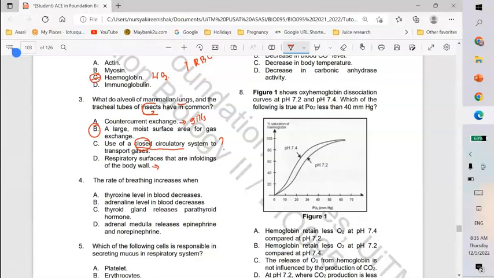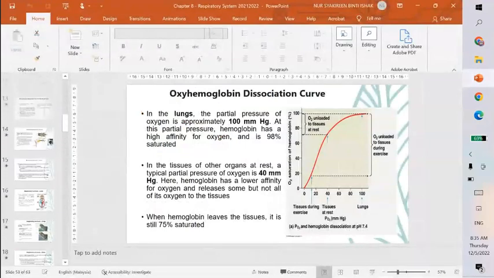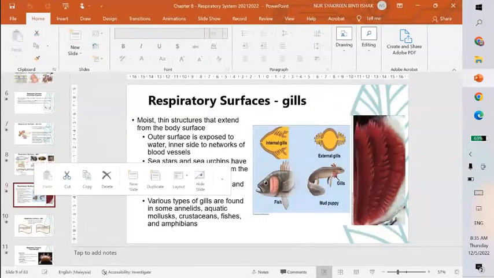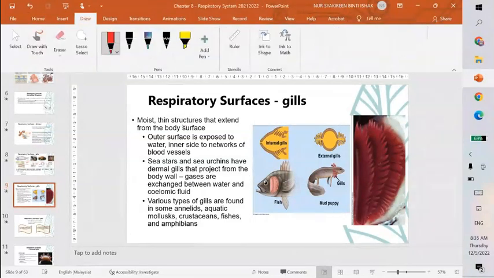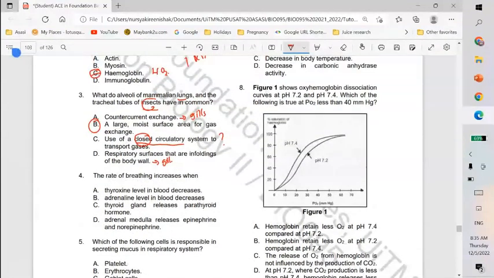If you look at your notes, kan, dia explains on the structure of gills. Kalau kita boleh apply lah, kan. Moist thin structure that extend from body surface, kan. So infolding of body surface lah. Okay, so surface body walls lah. So this may apply to gills. Okay. So the answer should be B.